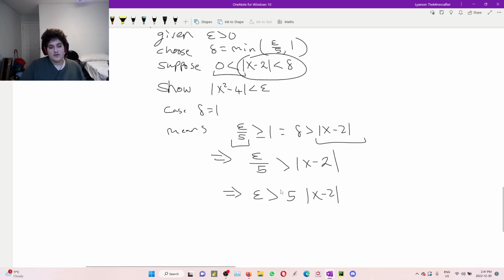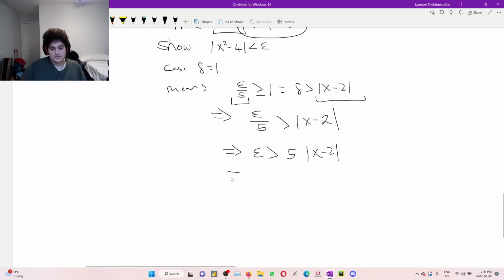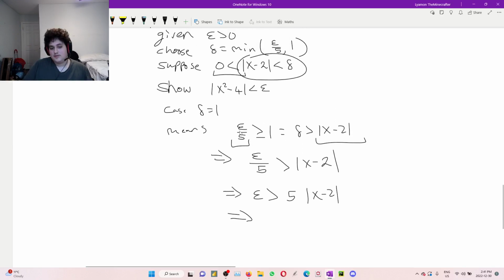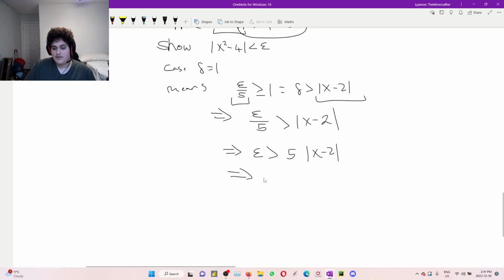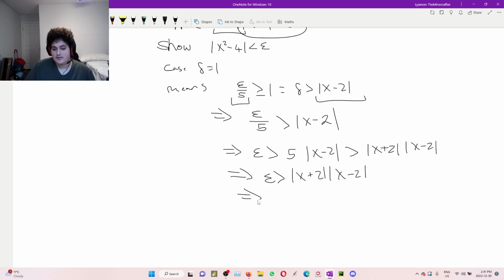And we showed how when delta is less than or equal to 1, which it obviously is here, then we know that 5 is bigger than x plus 2. Right. That's it.